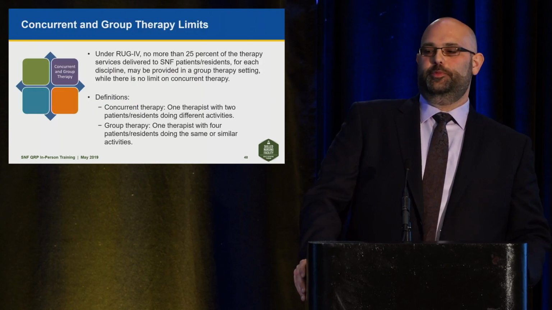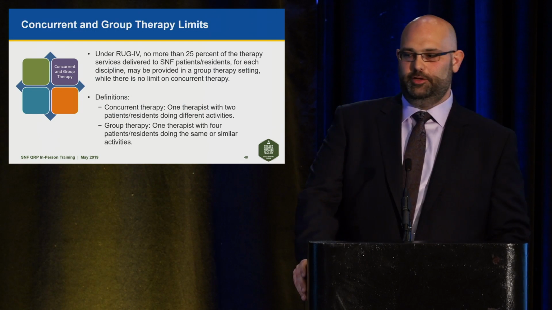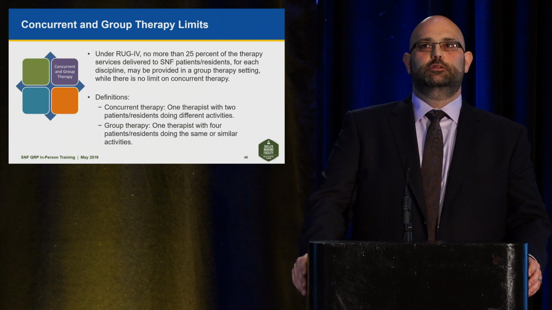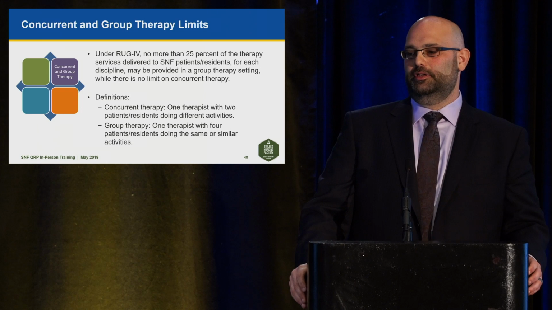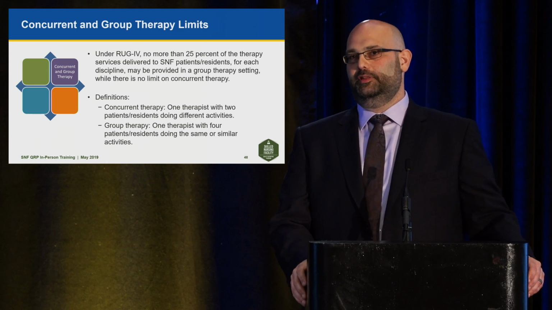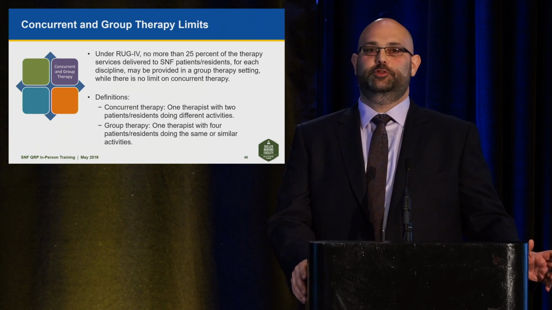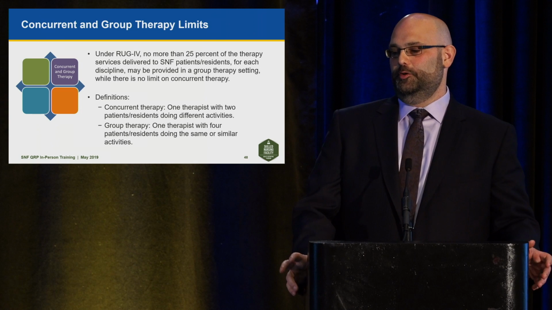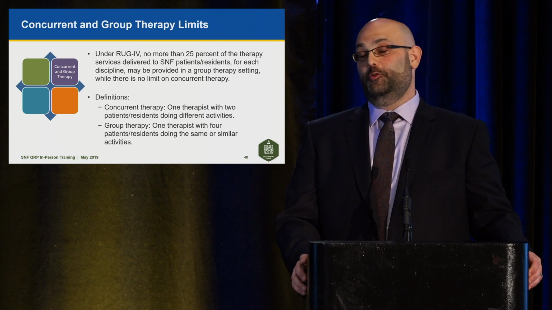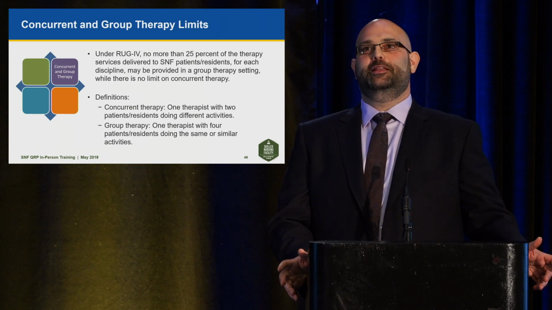Limits on concurrent and group therapy. Now, there is currently a limit on group therapy. And you might be asking, why did you make a change here? Terry has already spoken about what concurrent and group therapy mean. Under the current system, there is a 25% limit on group therapy. The definitions are here: concurrent therapy is one therapist with 2 patients doing different activities, group therapy being one therapist with 4 patients doing the same or similar activities, for now. If you've read the proposed rule, make sure you comment.